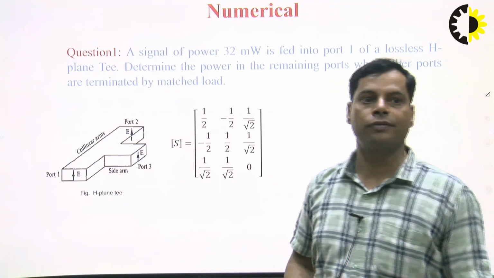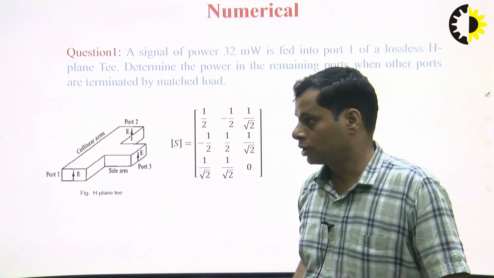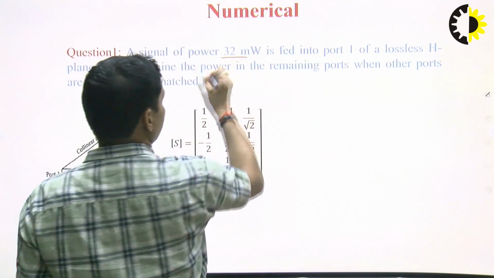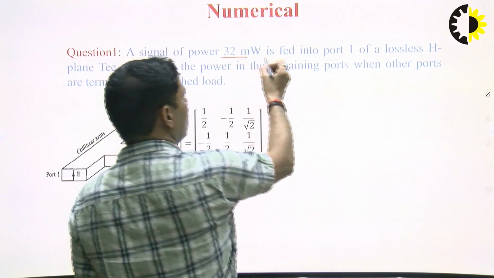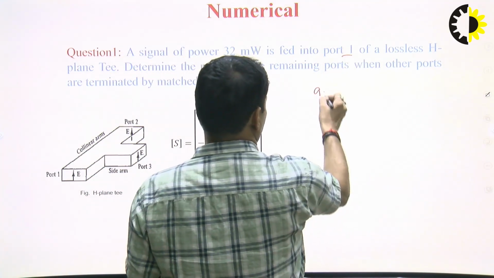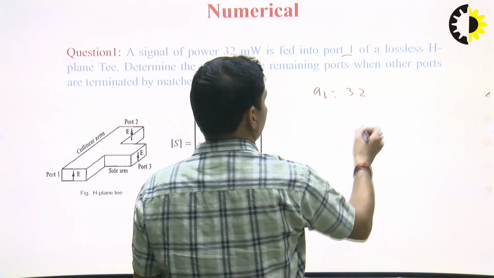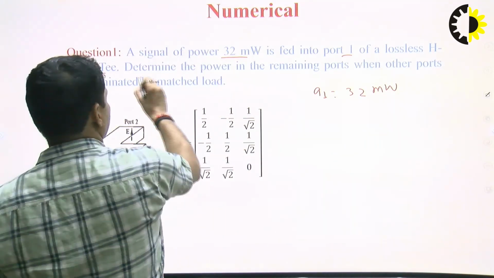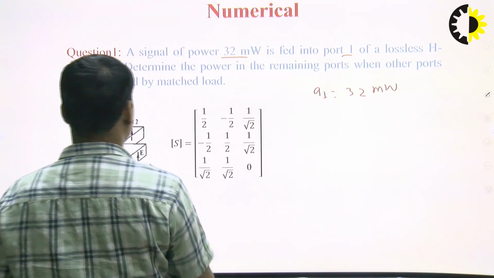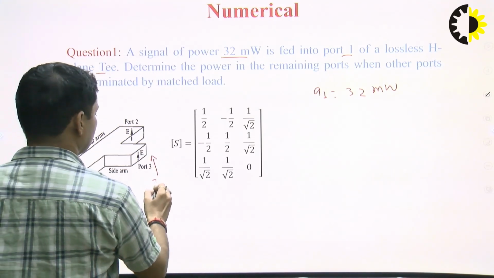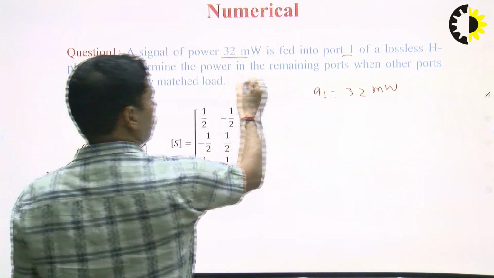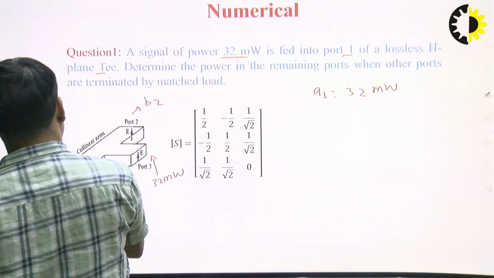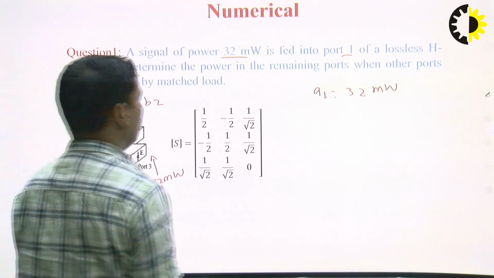So I have just taken another example from the numerical point of view. The question is that a signal of power 32 milliwatt is fed into port 1. That means the value of A1 is equal to 32 milliwatt, of a lossless H plane T junction. Determine the power in the remaining ports. That means we are giving the input here 32 milliwatt. So what will be the power at this port B2 or B1? We have to calculate with reference to the input of 32 milliwatt.